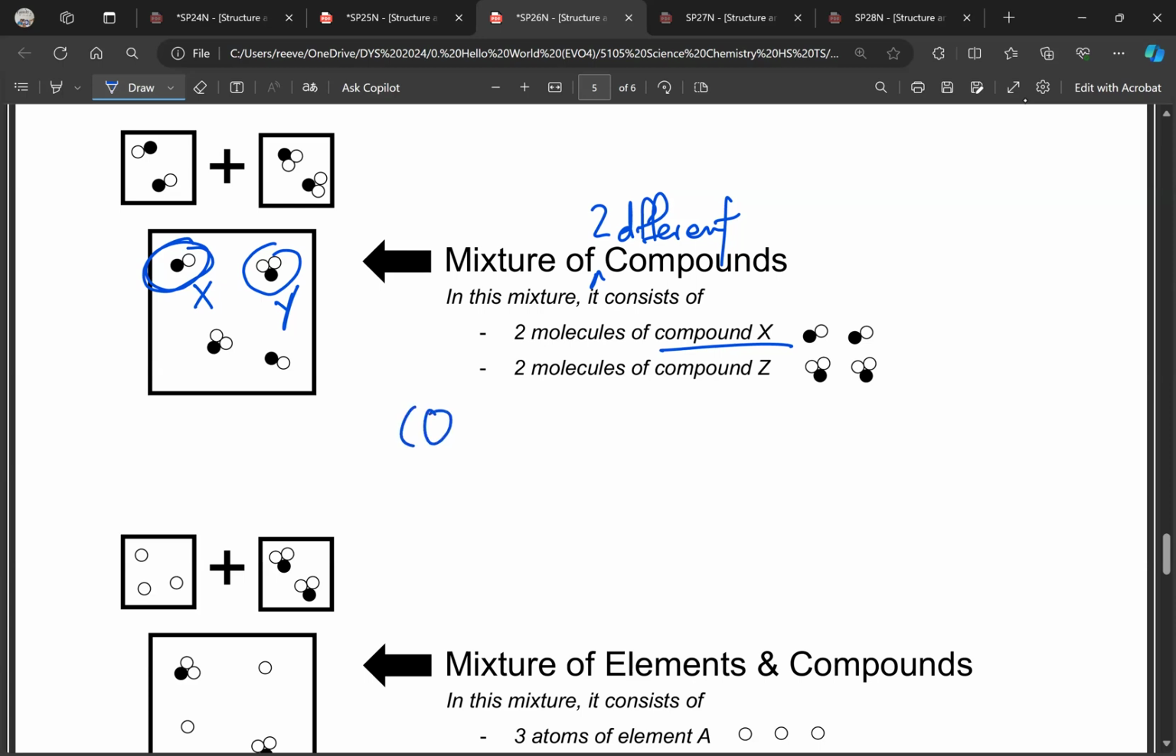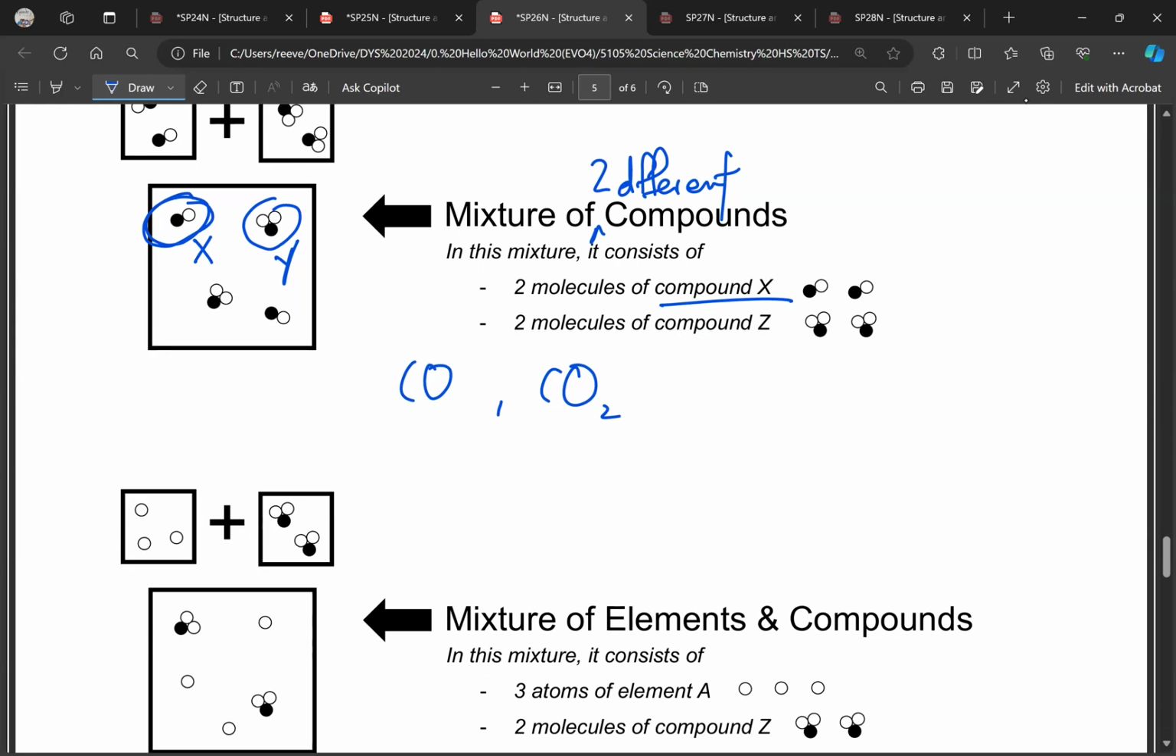Like CO and CO2, they are different. CO is carbon monoxide, CO2 is carbon dioxide. CO is poisonous, CO2 is not poisonous. CO, you breathe it, you will die. CO2, you breathe it, you won't die. So it's not the same thing, okay? So different compounds. I have compound X, black and white, compound Y, black and white also, but two white chemically combined to one black. So I have two different compounds mixed together. So it's a mixture of compounds.